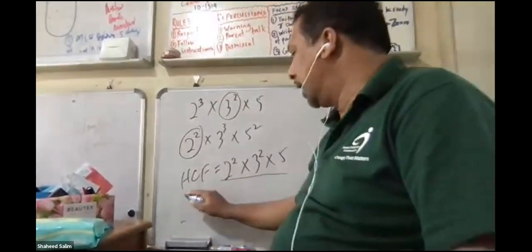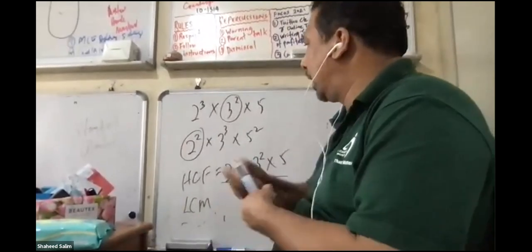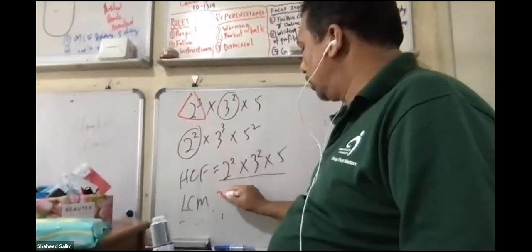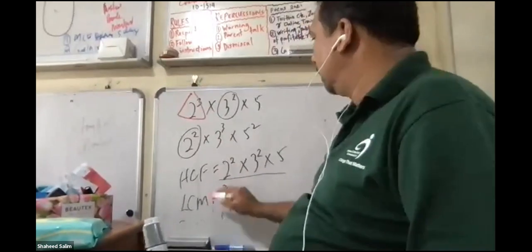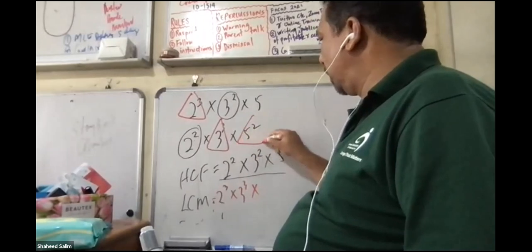LCM, take the bigger one. What is the bigger one? Bigger one is this, I put in a triangle. 2 to the power 3, 3 to the power 3, times 5 to the power 2.